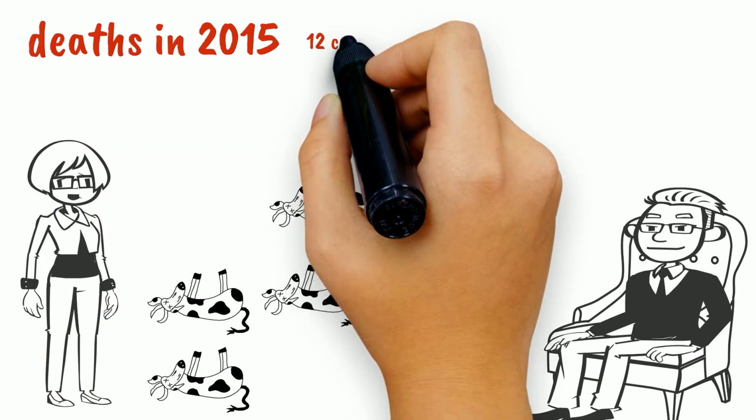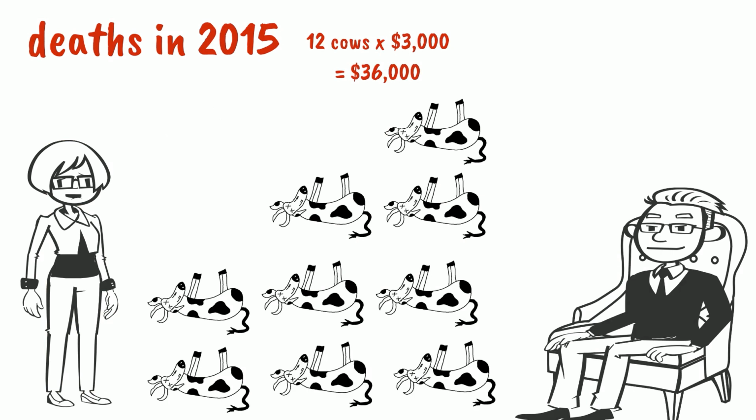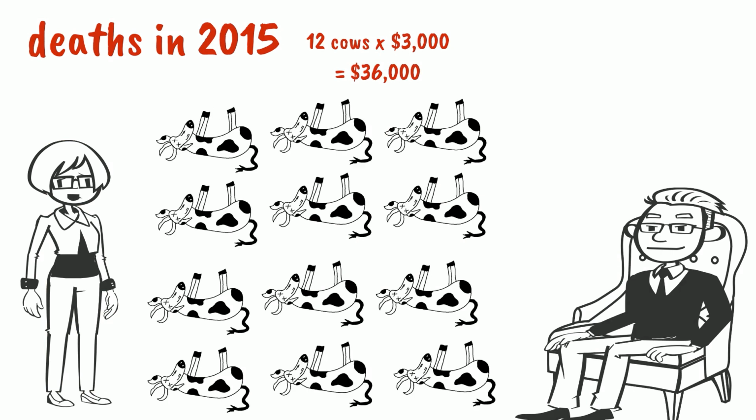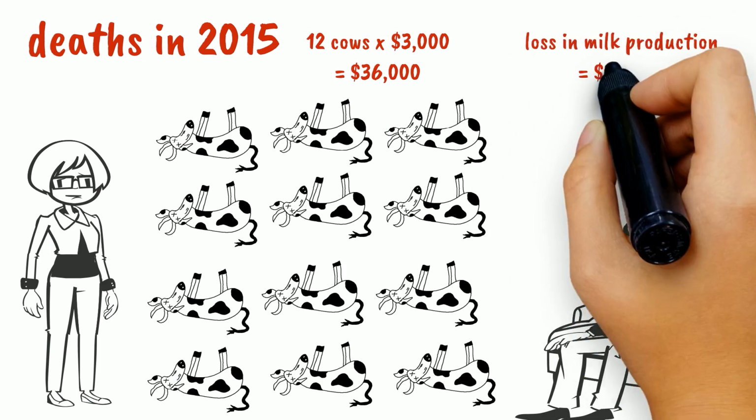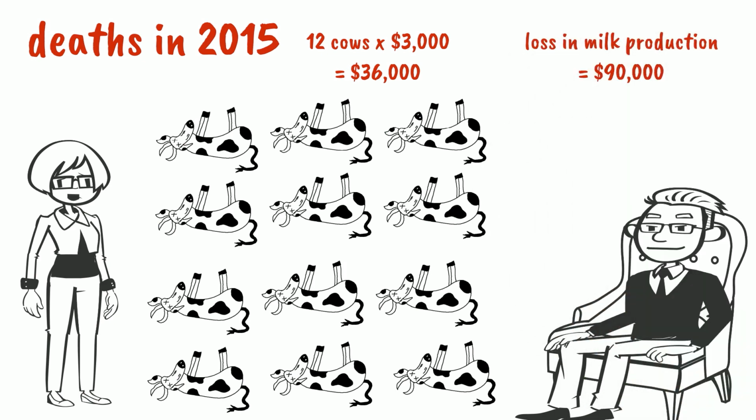Farmer Pete lost 12 cows in 2015. With an average cost of $3,000 per animal, he lost $36,000. Loss in milk production came to $90,000 and he failed to meet his quota. Over the life expectancy of these animals he lost $750,000. Farmers can't continue to bear such losses.